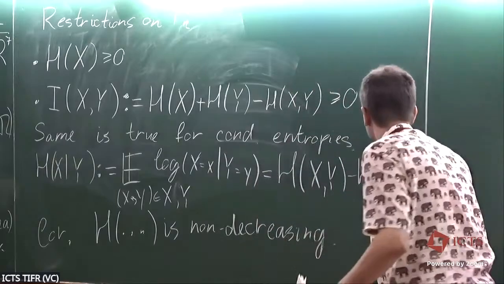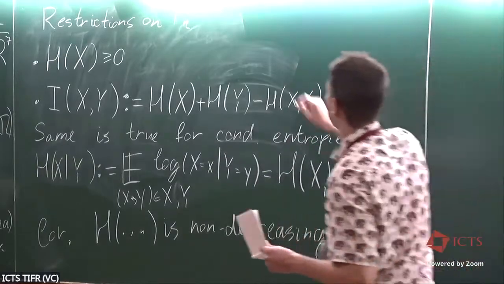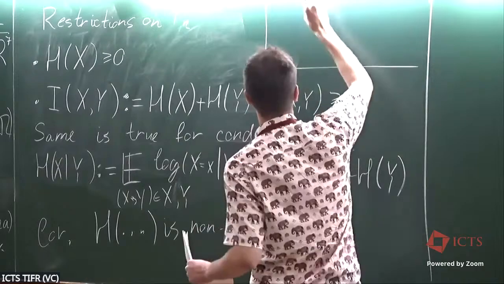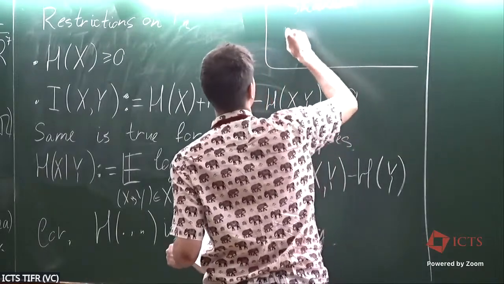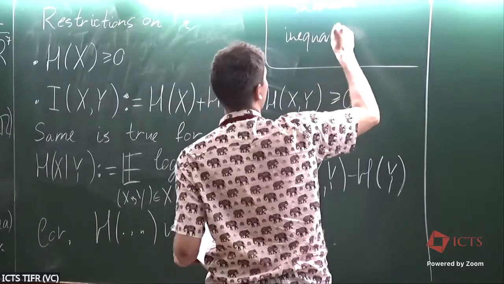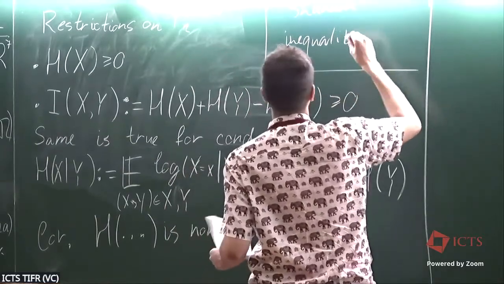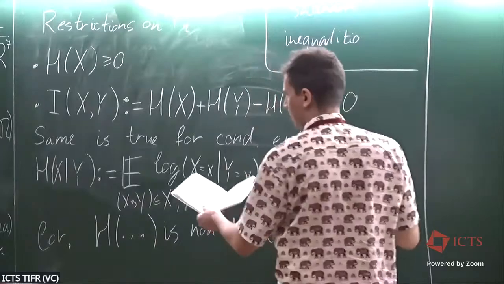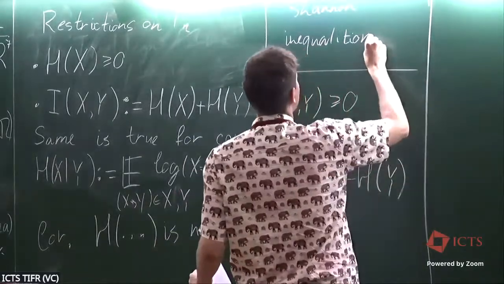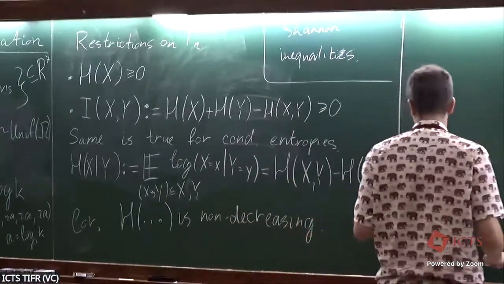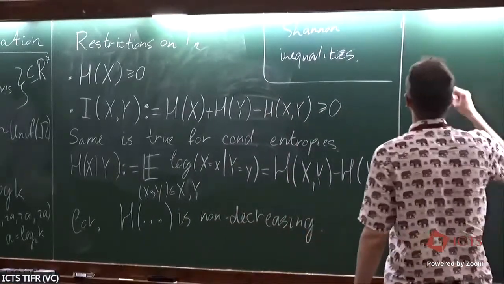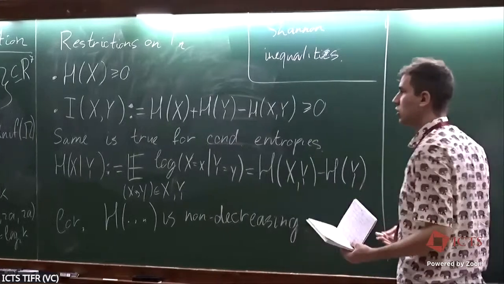Cool. So these are my Shannon inequalities. Whatever is on this board is called Shannon. They appeared in the same paper which introduced the notion of entropy, so they're very tied together. Since then, new inequalities, new restrictions appeared.